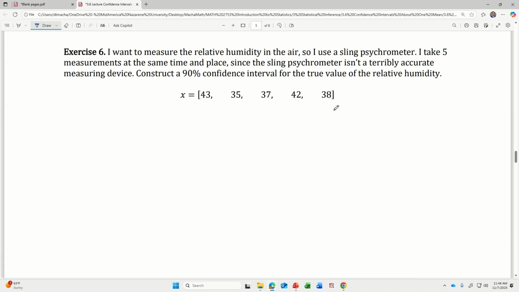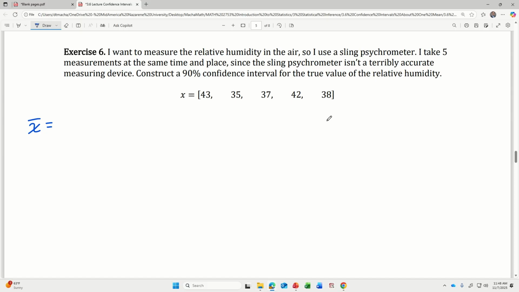So let's do this. I want to measure the relative humidity in the air, so we're using a sling psychrometer. I take 5 measurements. Here are my measurements. What we do first, I think we maybe even did this problem, didn't we? Did we do the entire problem, or did we have to stop? Margin of error. Okay, let's do it again.